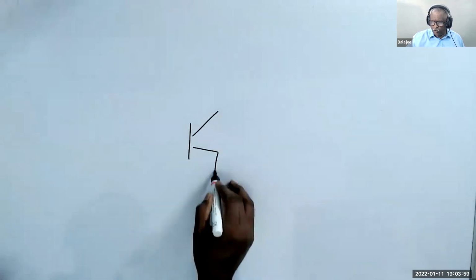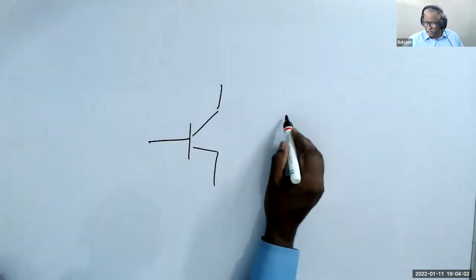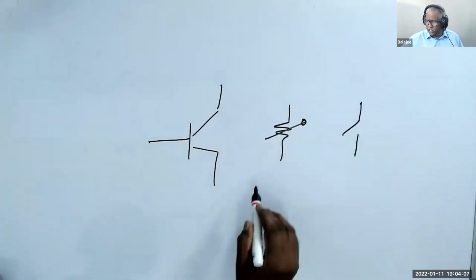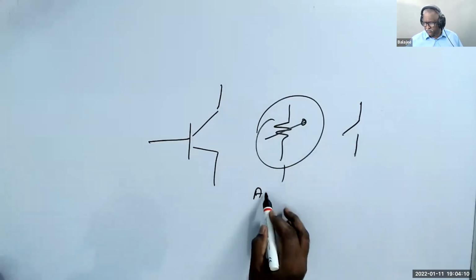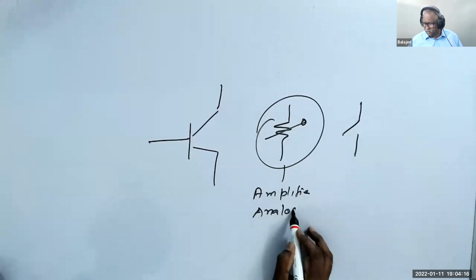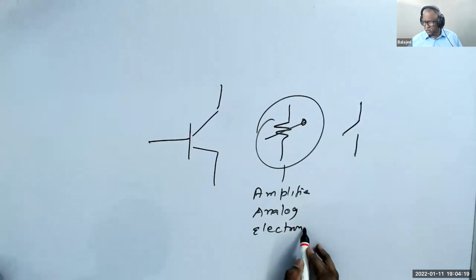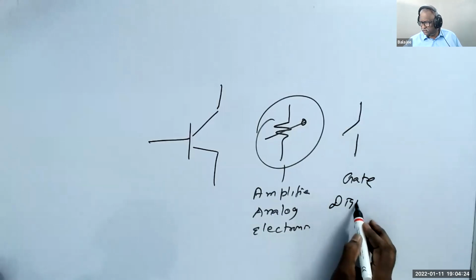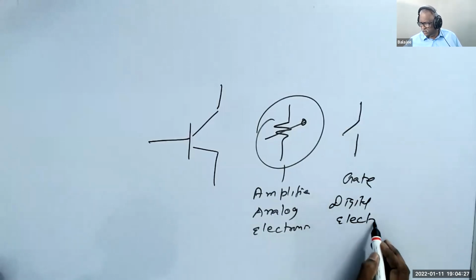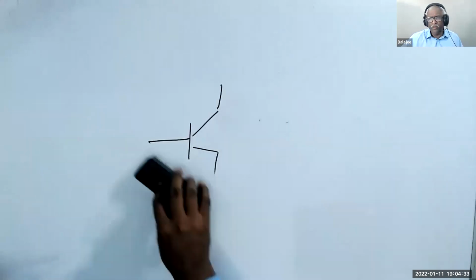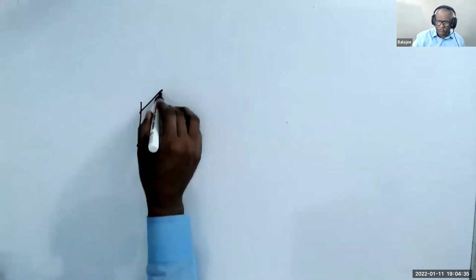A transistor is a component which is used for two purposes. One purpose is a variable resistor. The other purpose is a switch. When you use it as a variable resistor, we call it an amplifier. This is called analog electronics. When you use it as a switch, we call it a gate. That's called digital electronics. Using these switches, using these transistors, we connect them and make a lot of functions.